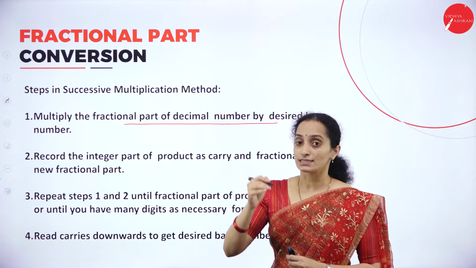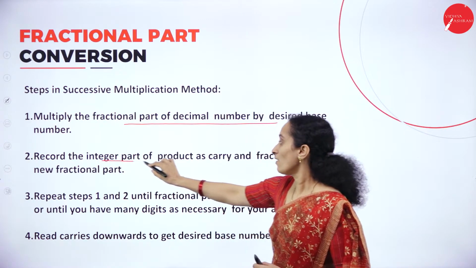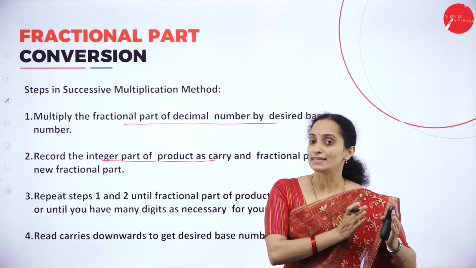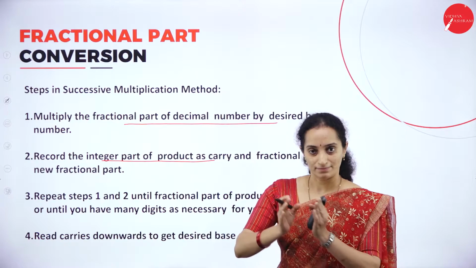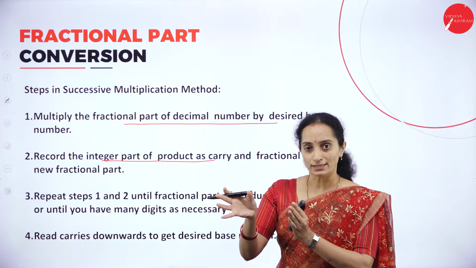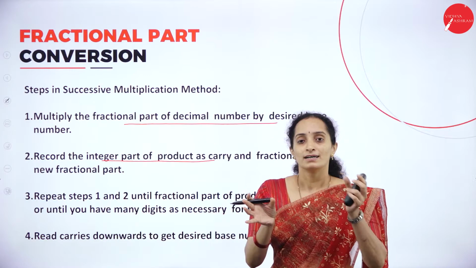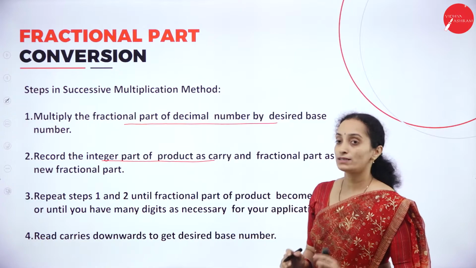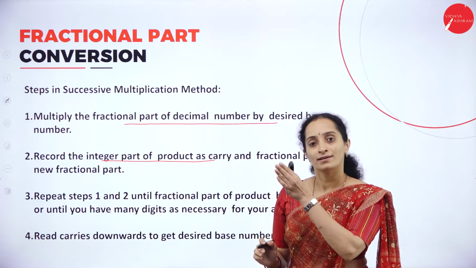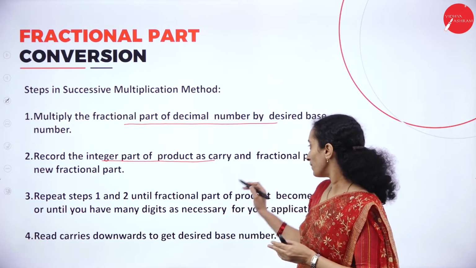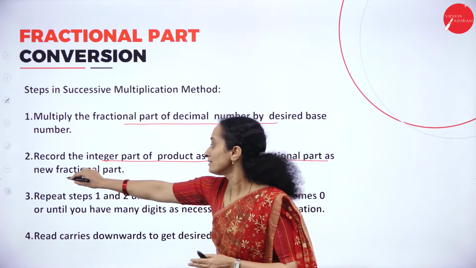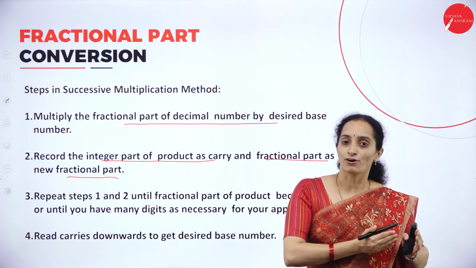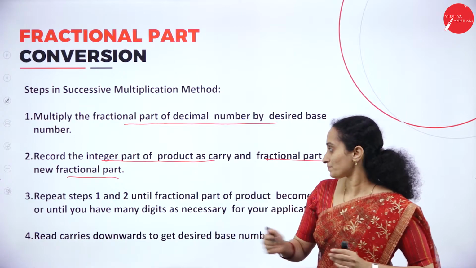Multiply it with the desired base number. Record the integer part of the product. Now we have to separate the integer part from the fraction in the product. Record the integer part of the product as a carry for adding to the converted number, and the fractional part as the new fractional part. The remaining fractional part will be considered for the next multiplication.